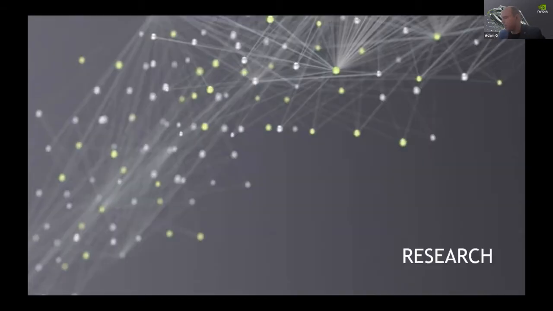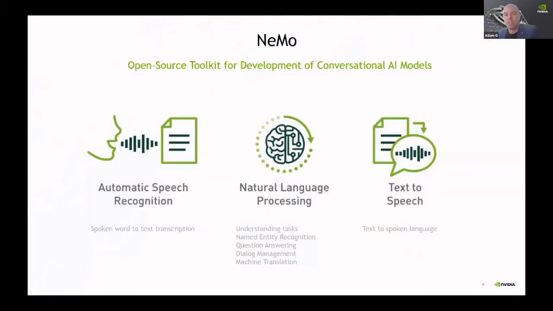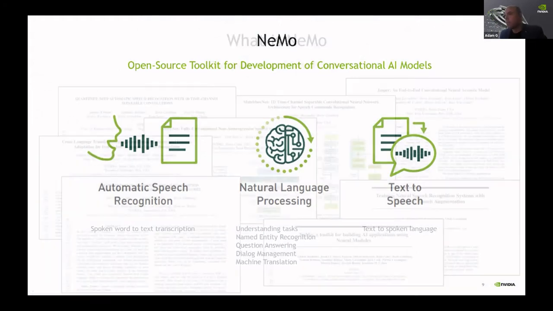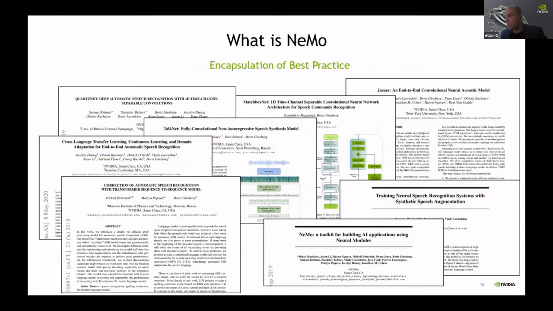Let's dive into a bit more detail, starting with the research. So once again, when people think about conversational AI applications, they typically think about those three broad problem areas. So automatic speech processing, that includes automatic speech recognition, but also other tasks, a wide range of natural language processing tasks, and text-to-speech. And NeMo is a toolkit that provides you with state-of-the-art models that allow you to solve problems in those spaces, but it's much more than that. NeMo is also our encapsulation of best practice.